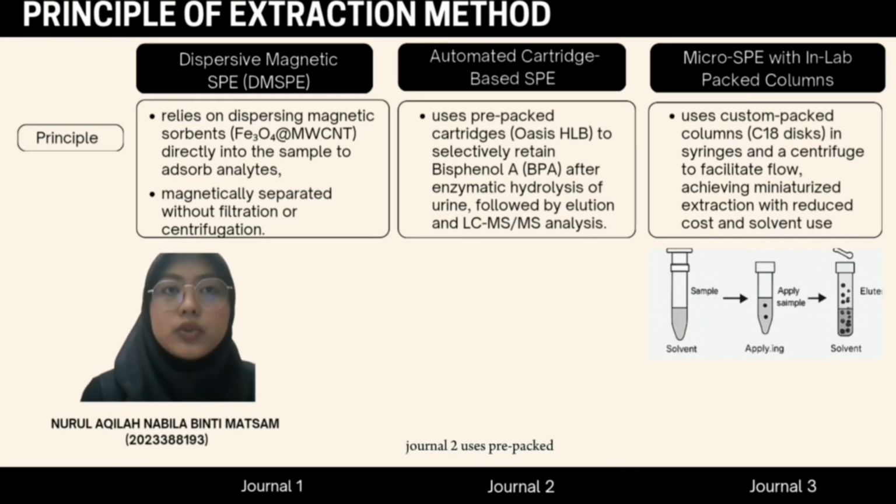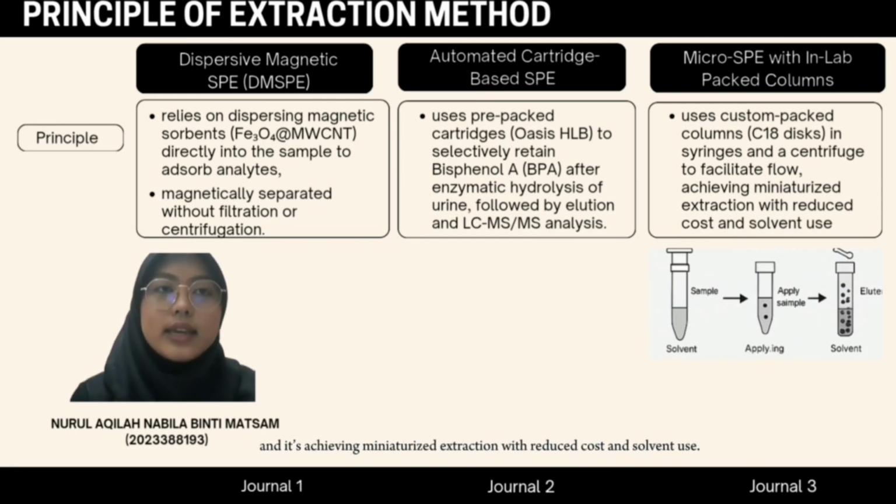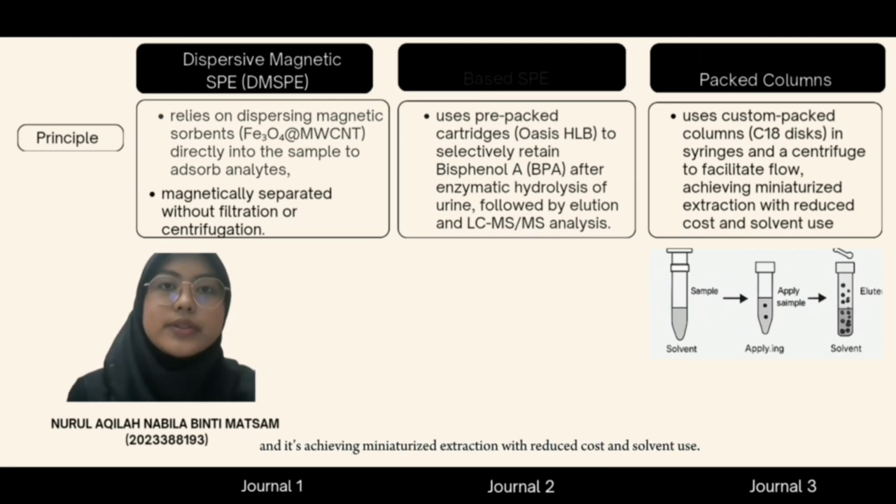Meanwhile, journal 2 used a pre-packed cartridge, Oasis HLB, to selectively retain bisphenol A after enzymatic hydrolysis of urine, followed by elution and LC-MS/MS analysis. Next, the extraction method in journal 3 used a custom-packed column, a C18 disc in a syringe, and a centrifuge to facilitate flow, achieving miniaturized extraction with reduced cost and solvent use.